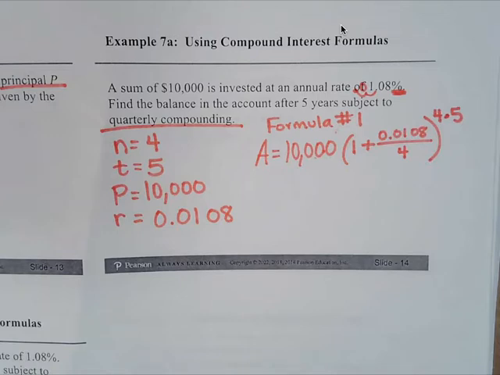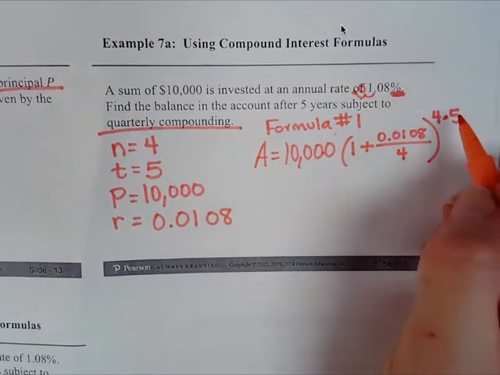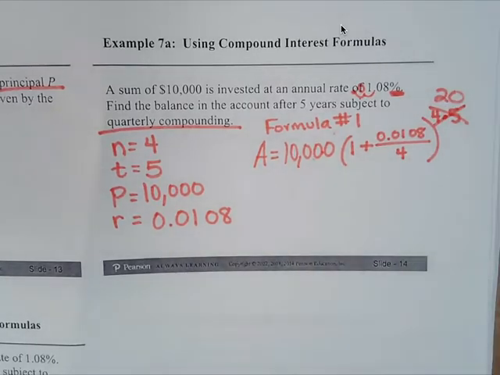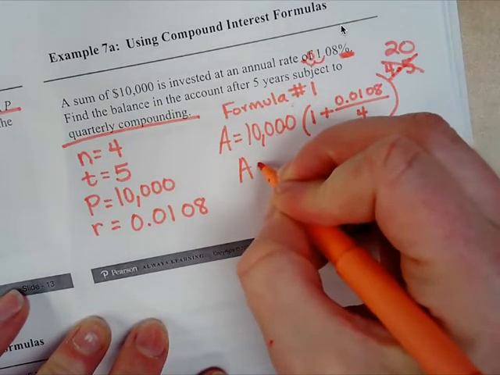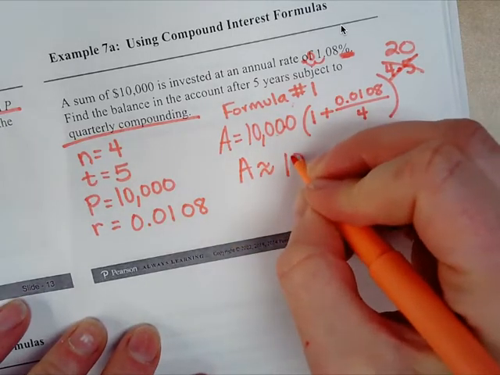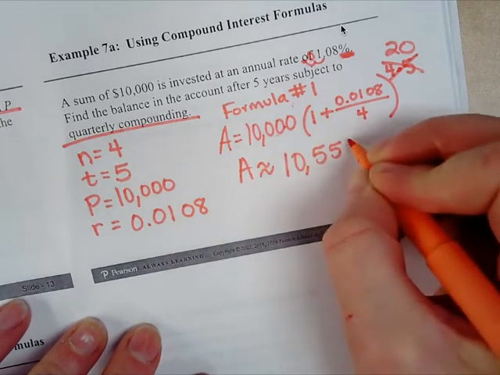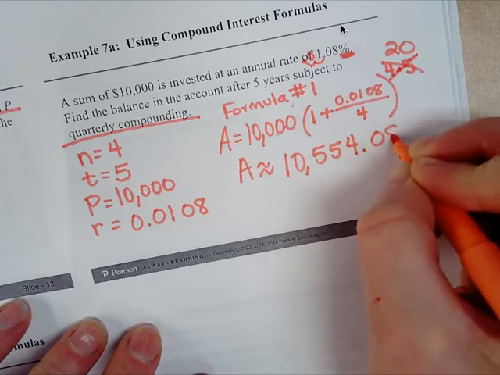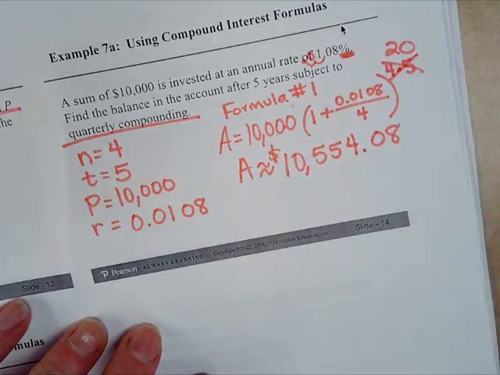Did y'all do 4 times 5? Oh, I thought it was 4.5. No, it's 4 times 5, so it's 20. That should be 20 right there. All right, so our account balance is approximately 10,554.08. Do y'all agree? Yes.